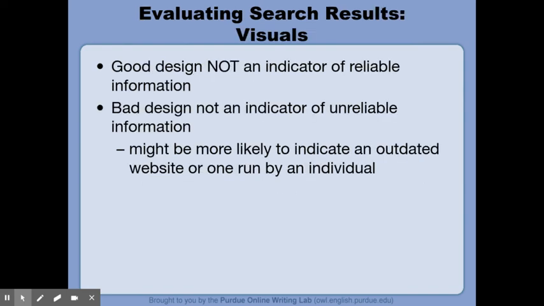Evaluating search results. Visuals. Sometimes we base what we read, whether it's a book or what we view on social media, based upon the appearance. So, good design is not necessarily an indicator of reliable information, and a bad design of a website is not an indicator of unreliable information. But a bad design might be more likely to indicate an outdated website or it's run by an individual who can only produce an appearance to a certain extent.